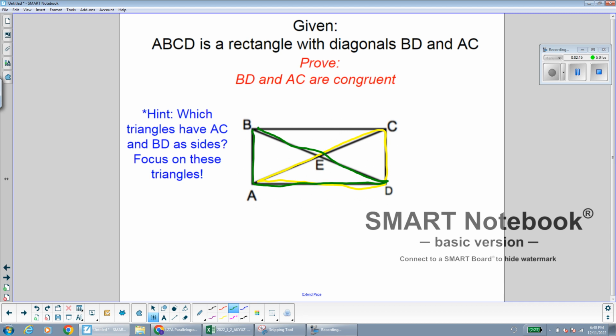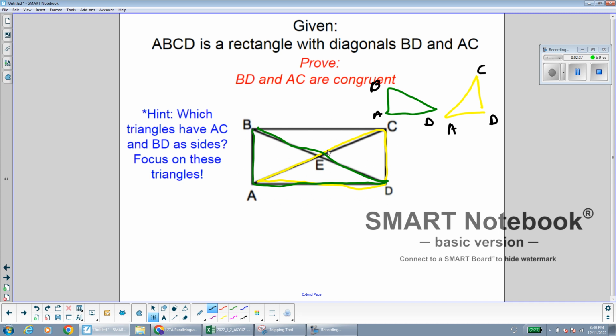Whenever I have overlapping triangles, a really good strategy is to take the two triangles and to draw them separately somewhere else on your paper so you can clearly see what belongs to each. Also, keep in mind that when you have overlapping triangles, there's going to be a shared component, something that's the same between both of the triangles, a side or an angle.